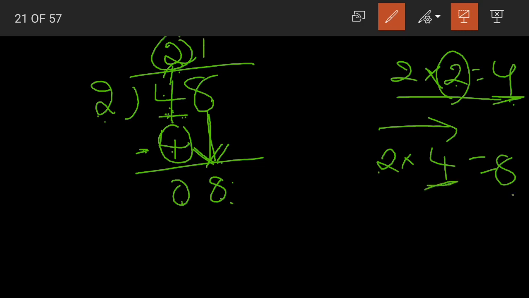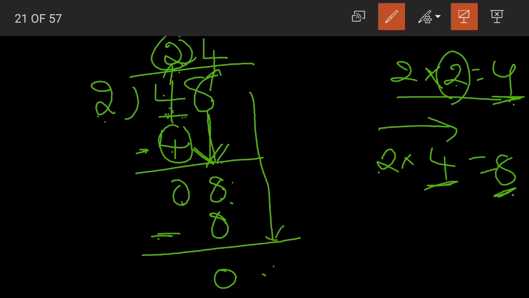So this 4 becomes our quotient. It is to be written right above our 8. And this product 8 will be written here. Next step would be to subtract. 8 minus 8 becomes 0. Now are we having any digit to bring down? No. So 0 is less than our divisor. The number we got is less than our divisor, so we cannot divide it further.